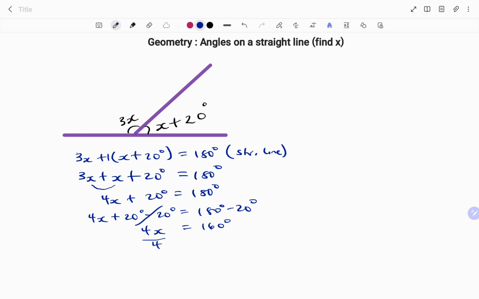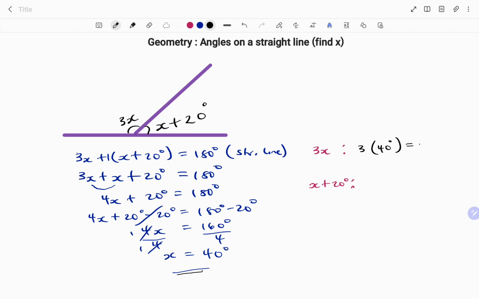Then to find x, I divide both sides by 4. 4 here, 1. I'm left with x equals 160 divided by 4 is 40 degrees. So the value of x is 40. To find the size of each angle, the first one I have 3x, and already I know that my x is 40. So I'm going to replace my x with 40 degrees.